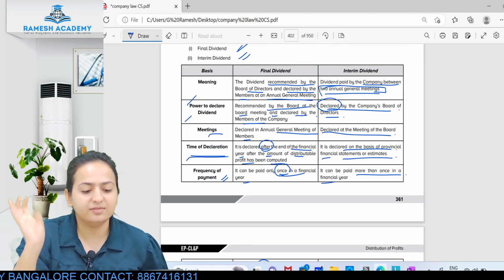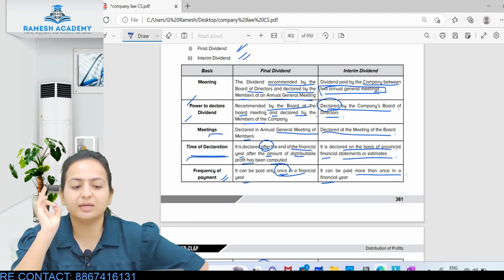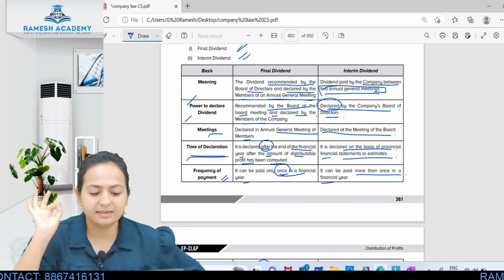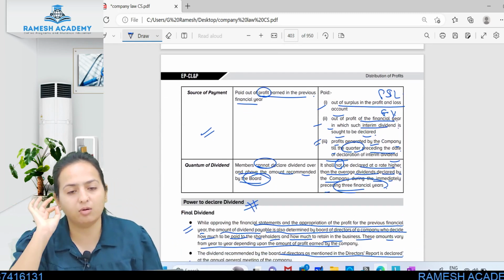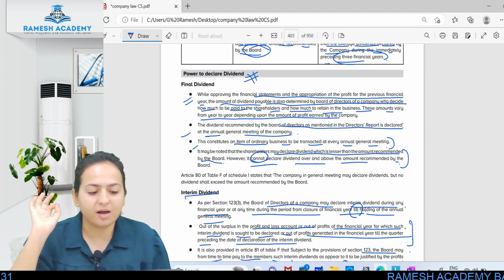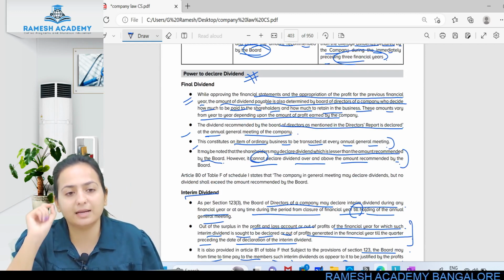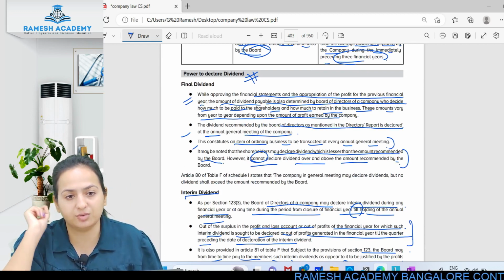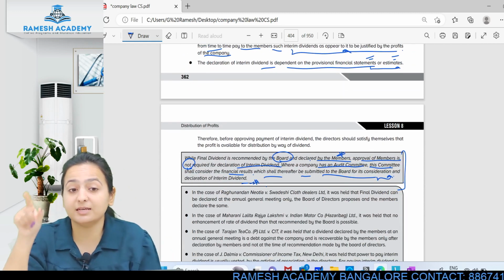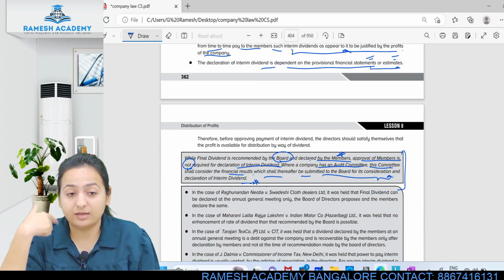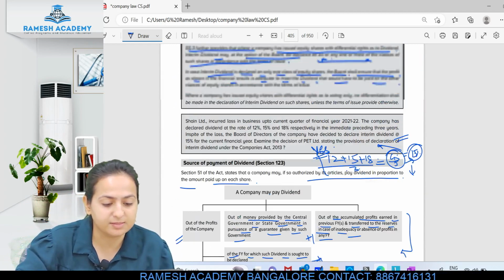Next is final dividend and interim dividend, whereby we have read the basis of the difference: meaning, power to declare the dividend, meetings, time of declaration, frequency of the payment, source of the payment and the quantum of the dividend. Power to declare the final dividend, we have said board of directors, they have power to declare the dividend but only on the recommendation of the what? Shareholders. No, board of directors, they can only recommend, but the only declaration will be done by the shareholders.